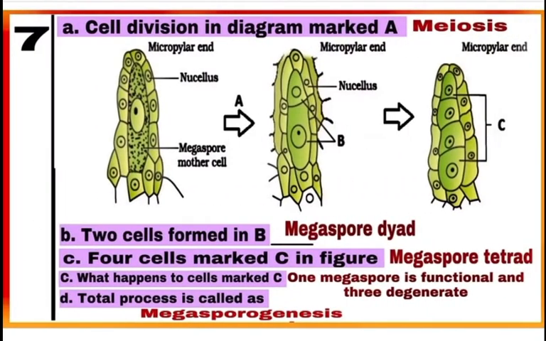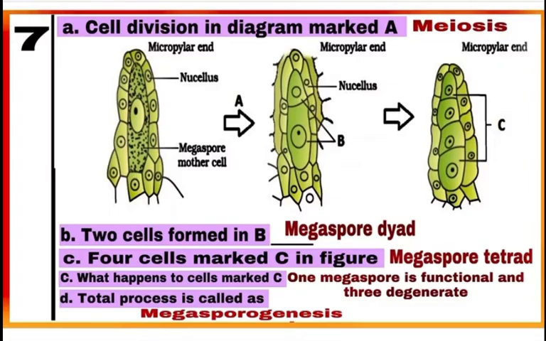This is the 7th diagram. The 3 diagrams here show the part of ovule. See all the 3 figures and check the questions A to D. Question A. Cell division in diagram marked A is 1 megaspore mother cell towards micropylar end of ovule undergoes meiosis division. So it is meiotic division.